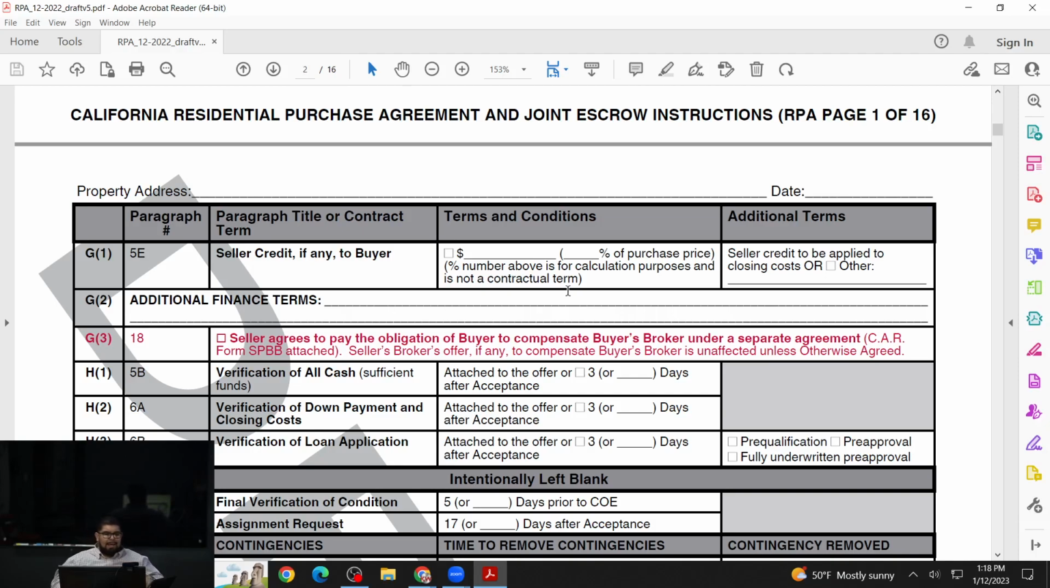G3, okay? Seller agrees to pay the obligation of the buyer to compensate the buyer's broker under a separate agreement. Form SPBB attached. Seller broker's office, if any, to compensate buyer's broker is unaffected unless otherwise agreed. Okay?